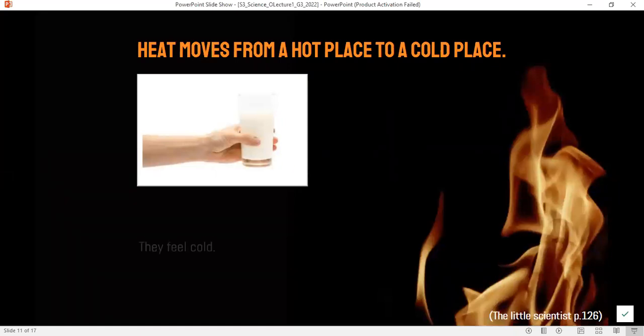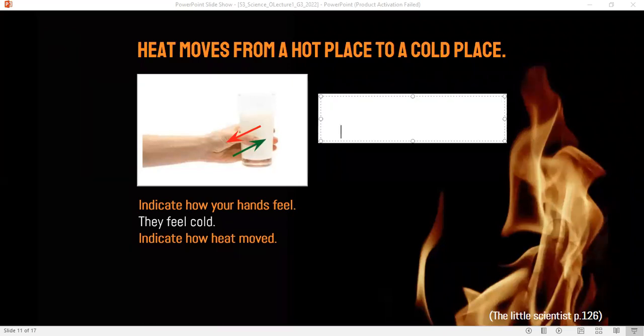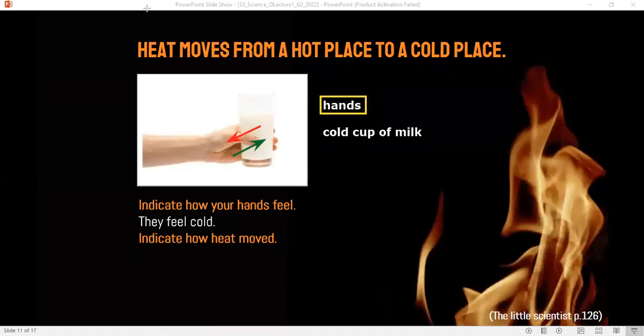You're holding a cold cup of milk, okay? Your hands feel cold. Always remember that heat energy moves from hot things to cold things. So how does heat move in here? Does it move from the cold cup to the hands, or from the hands to the cold cup? Which one is correct? The red arrow or the green arrow? Let's first think. What is warmer in here? The hands or the cold cup of milk? Which one is warmer? Yes, the hands. The cup is cold. This is why heat energy moves from the hands to the cup.